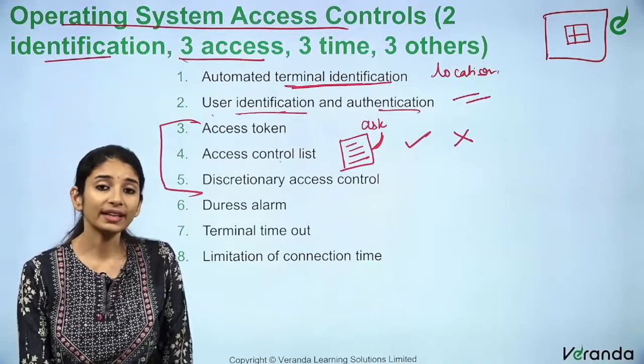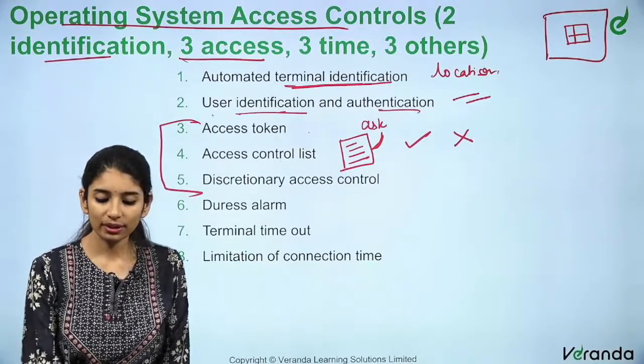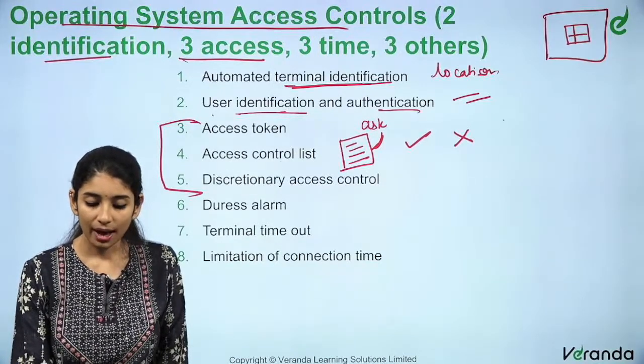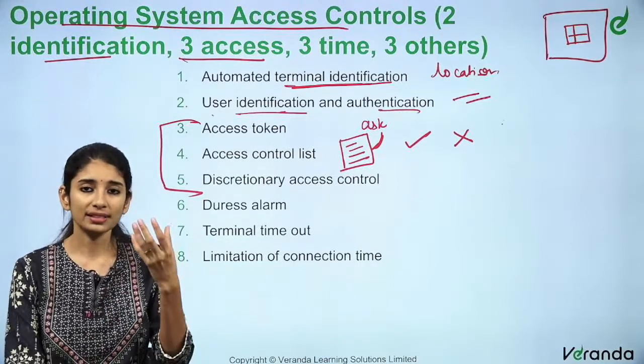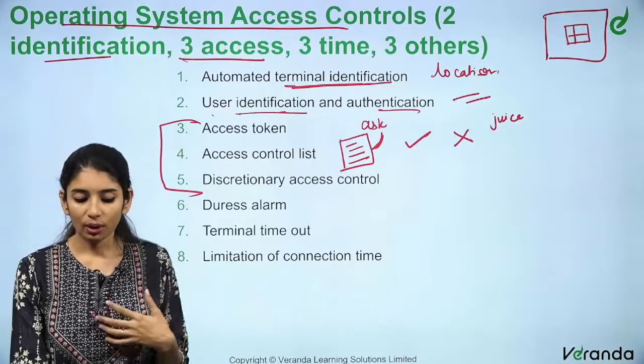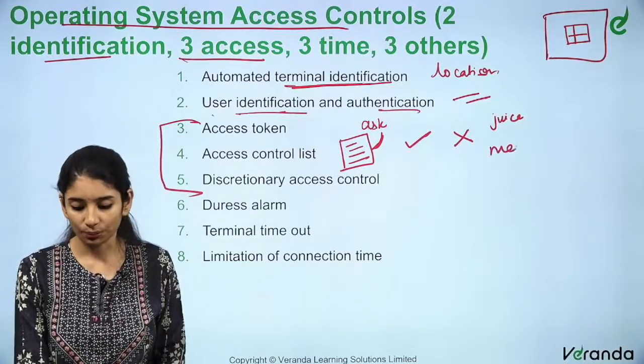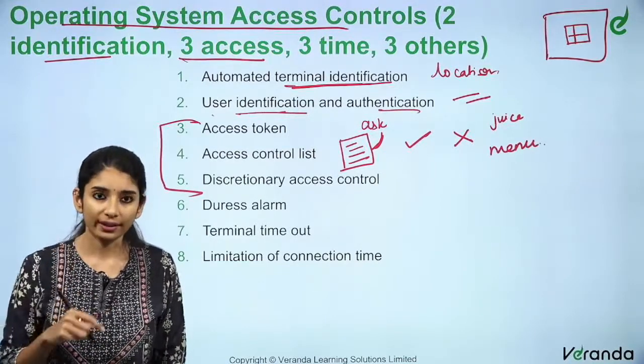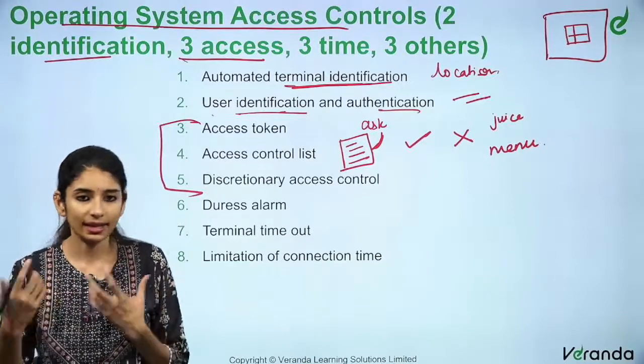So, access token and access control list. Access token is like I'm going to a restaurant and asking for a glass of fresh fruit juice. Now, access control list is like the menu. In the menu, they will check if the juice is available, then yes, they can give it to me.